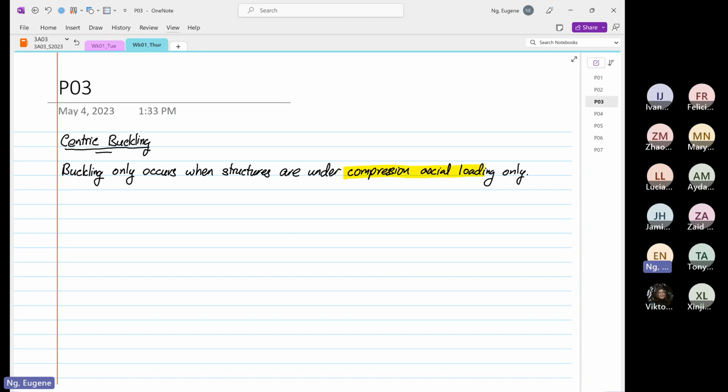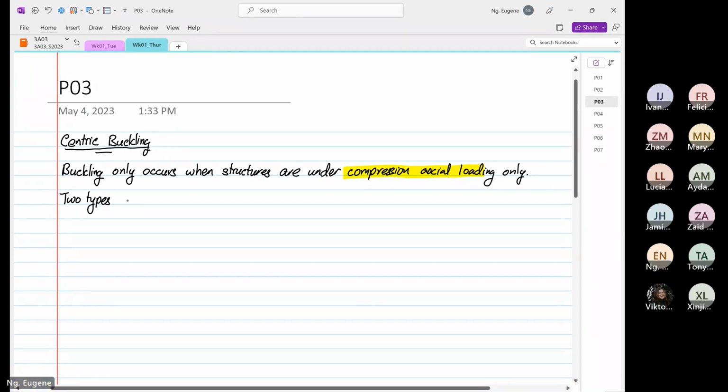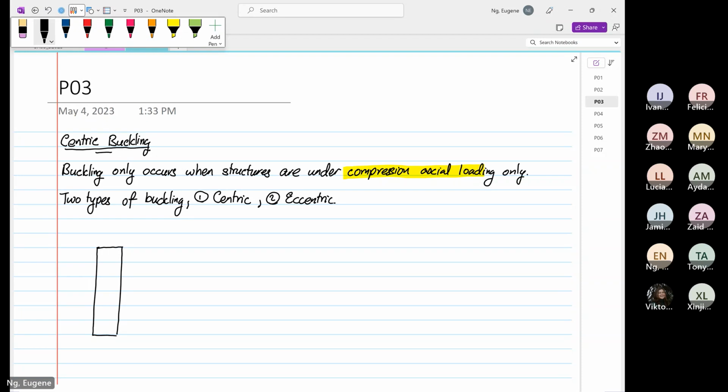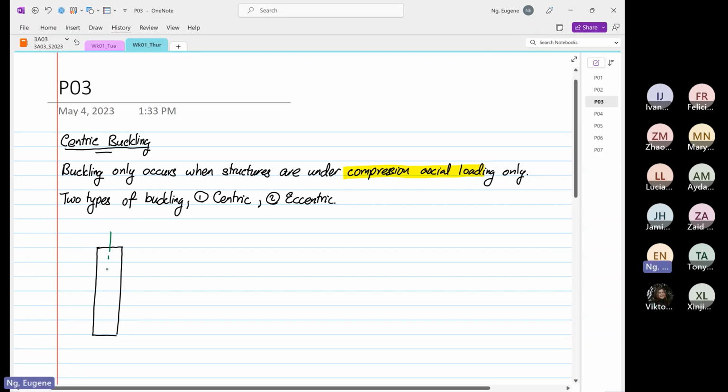So there are two types of buckling, two types of analysis. One is centric, and the other one is eccentric. What do we mean by centric? If we have a structure, this is our structure, and I'm going to draw the instantaneous axis. The green is our instantaneous axis.